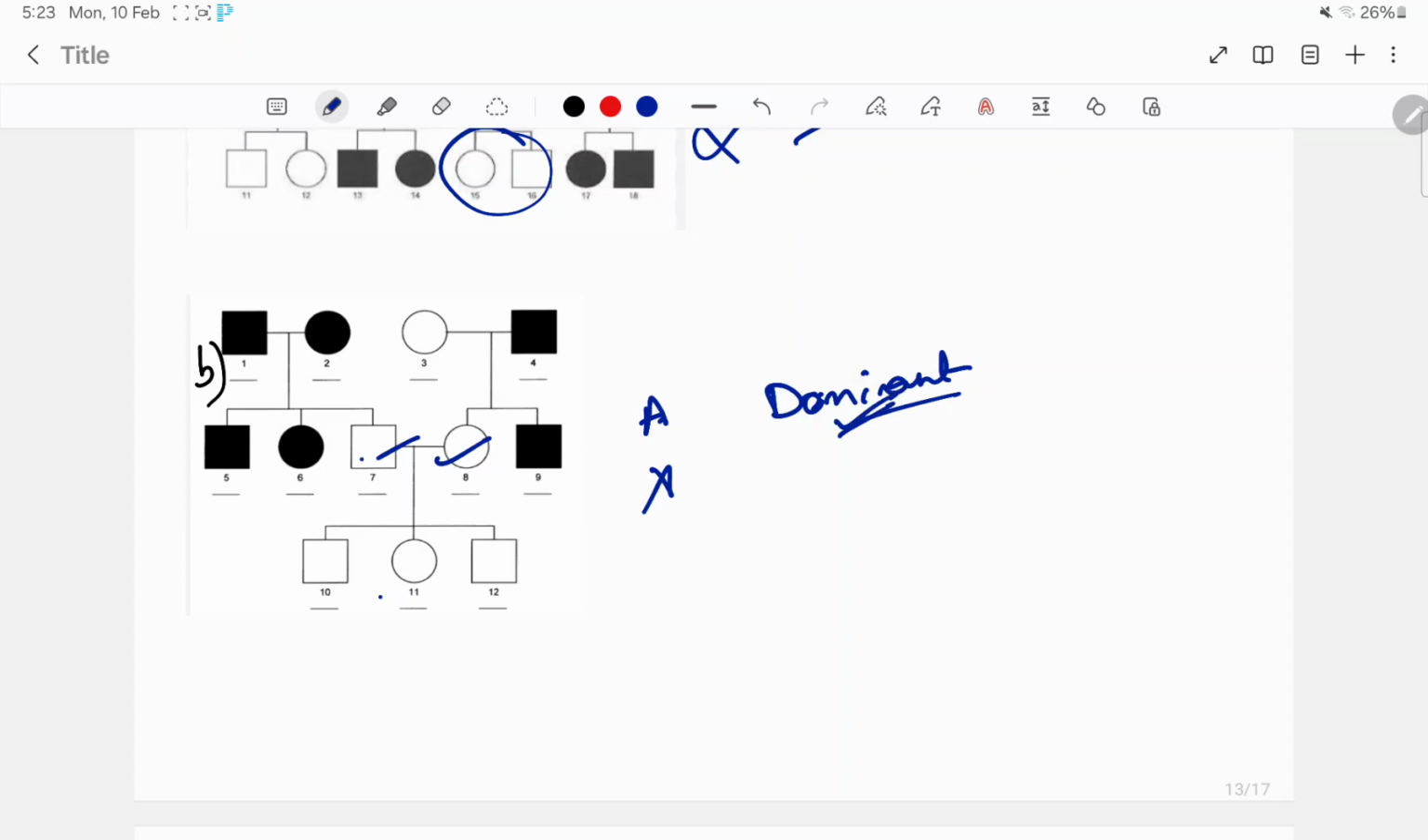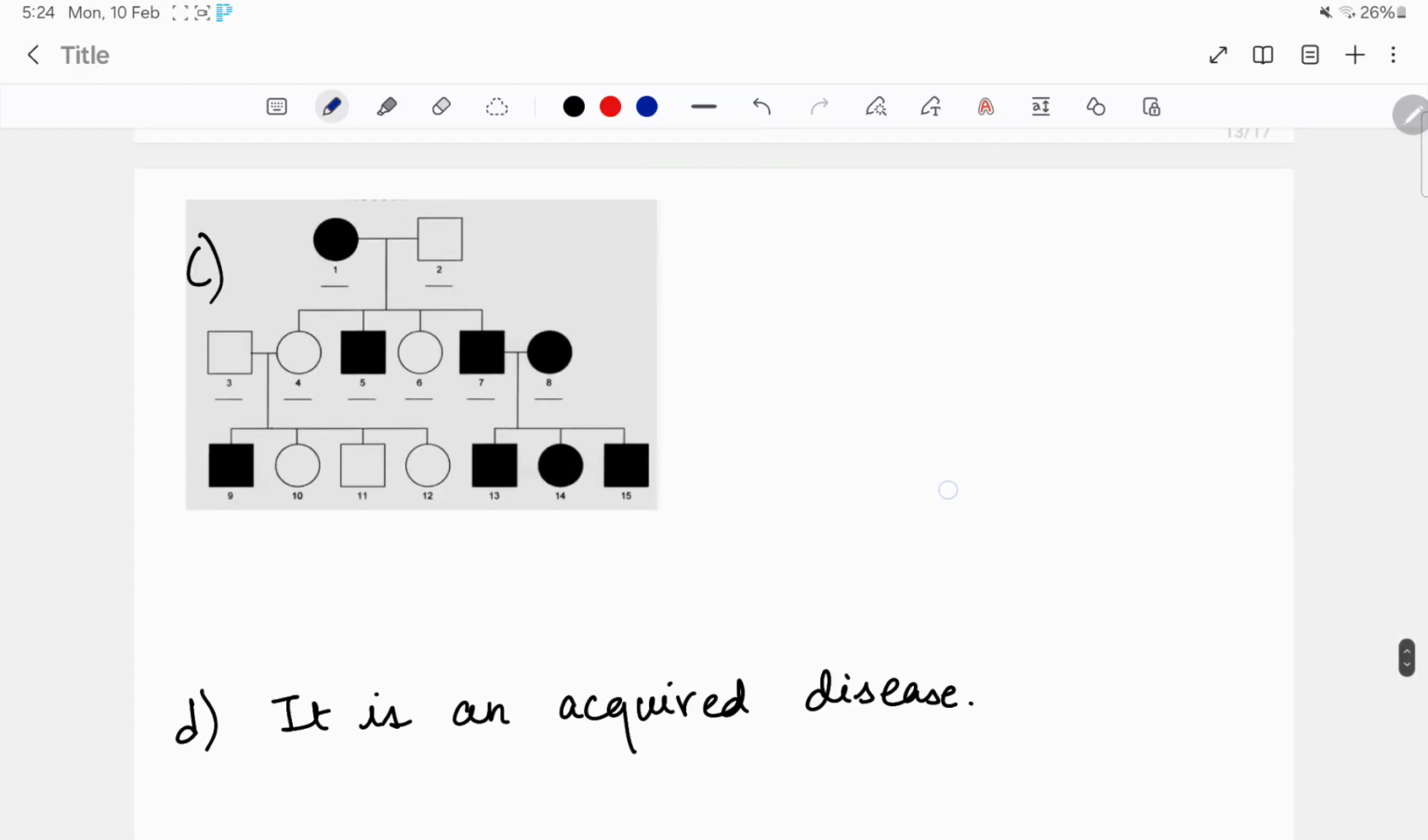Now autosomal and X-linked. What happens in X-linked dominant? In X-linked dominant, girls are more commonly affected. But here you can see the boys are affected. In X-linked dominant, the father gives to the daughter. So this cannot be X-linked. So this is autosomal dominant. So yes, this is the answer. But let's see the other option.